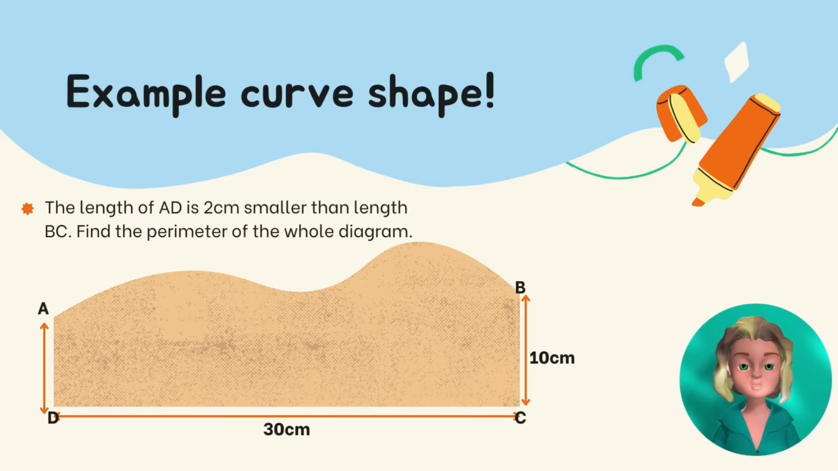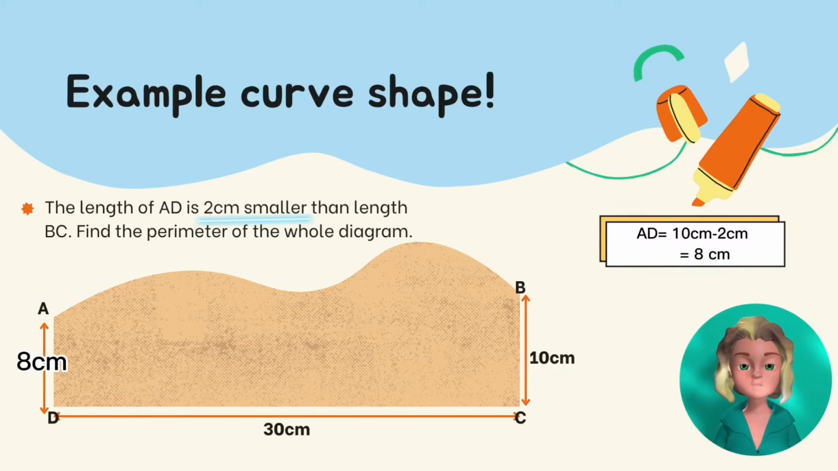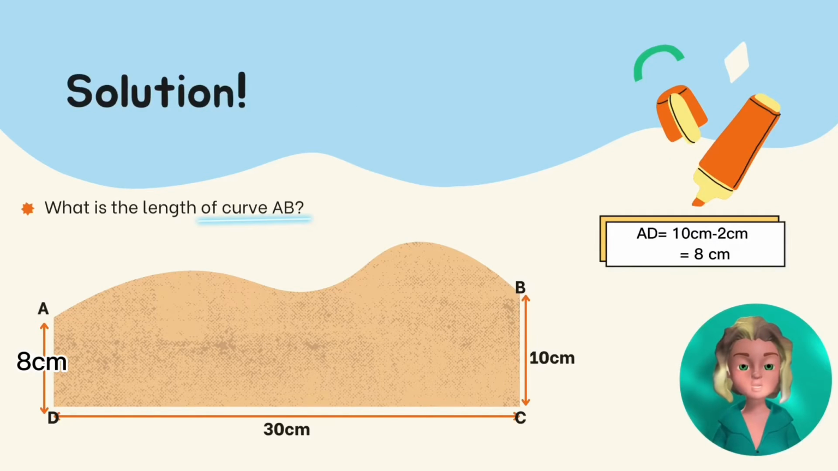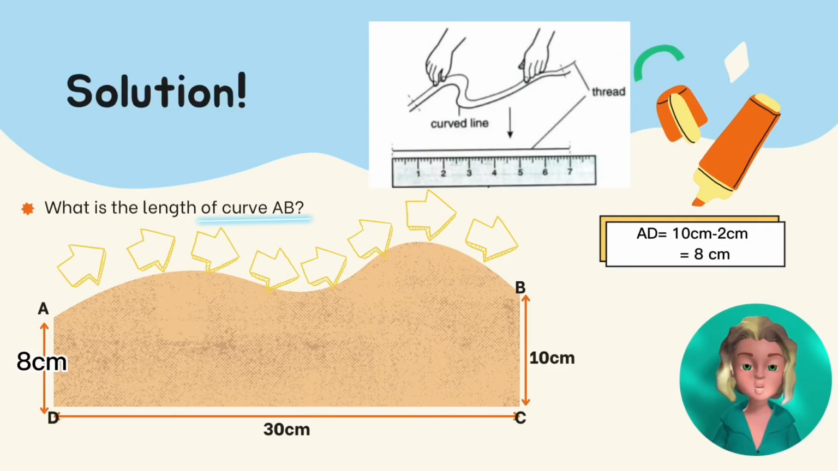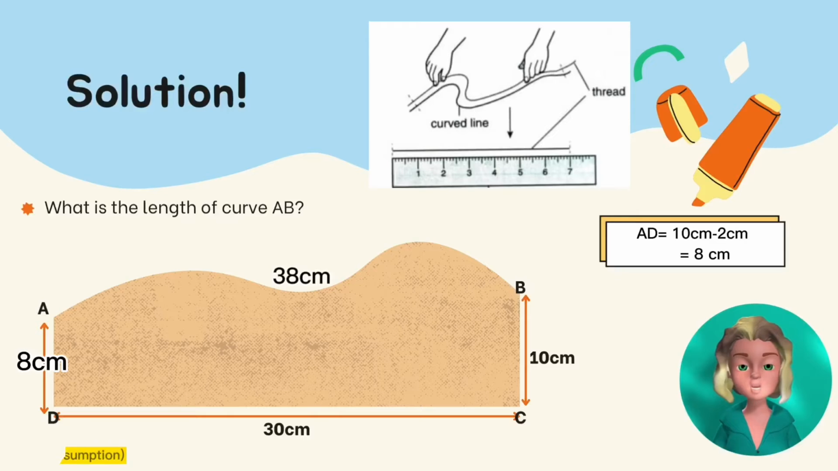Now, let's see how we are going to find the length using thread. For example, in this question, the length of AD is 2 cm smaller than the length of BC. Therefore, the length of AD is 8 cm because 10 cm subtracted by 2 cm gives 8 cm. After that, we are going to find the value of AB, which is the curved length. By using the thread, we are going to find the exact measurement by putting the thread onto the ruler. Hence, the length obtained for the curved length is 38 cm.